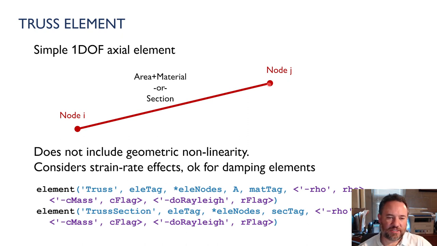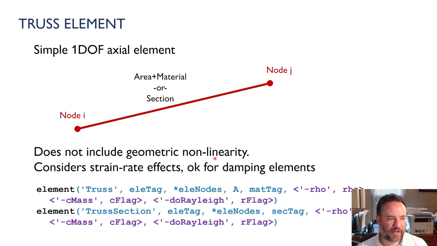The regular base truss element that's just called truss also does not include geometric nonlinearity. Truss elements in OpenSees are a bit weird because we define the geometric nonlinearity for them differently than we do for other elements. We'll see how. But it is possible to consider strain rate effects, so speed of loading. And you can put damping elements in here. I can put a viscous damper on this and use my truss element then as a viscous damper.